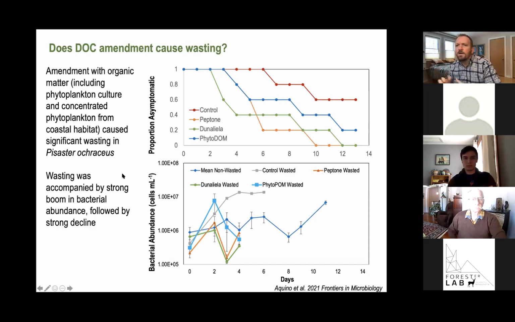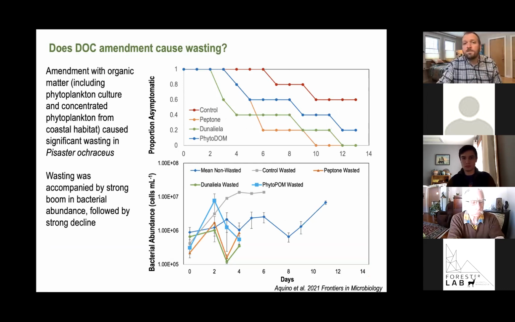So we went out to Bodega Bay Marine Lab in 2019 to see whether, if we added organic carbon, we would actually see an impact upon wasting disease. We added a variety of different substrates here. You can see we had a control. We had peptone, which again is basically an additive to bacterial cultivation media. We used a culture of the green alga Dunaliella tertiolecta.